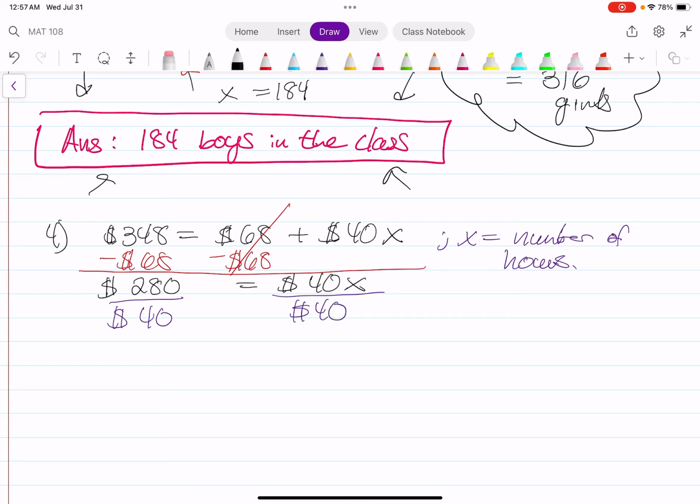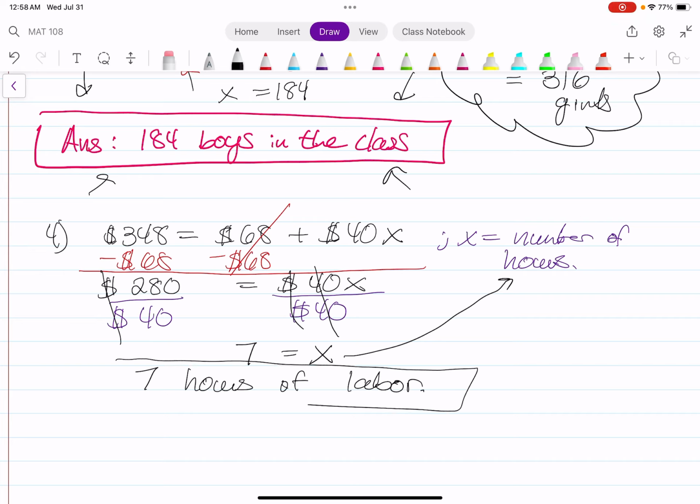And I do want to say this. I am dividing dollars by dollars. It's the same unit. When you divide the same units, the units also simplify each other out. So the dollars simplify each other out. The 40s on the right side simplify each other out. You're left with just x. And 280 divided by 40 is 7. Once again, x means number of hours worked. So the answer is 7 hours of labor to fix that car. Don't just solve for x, give the meaning behind x as well.